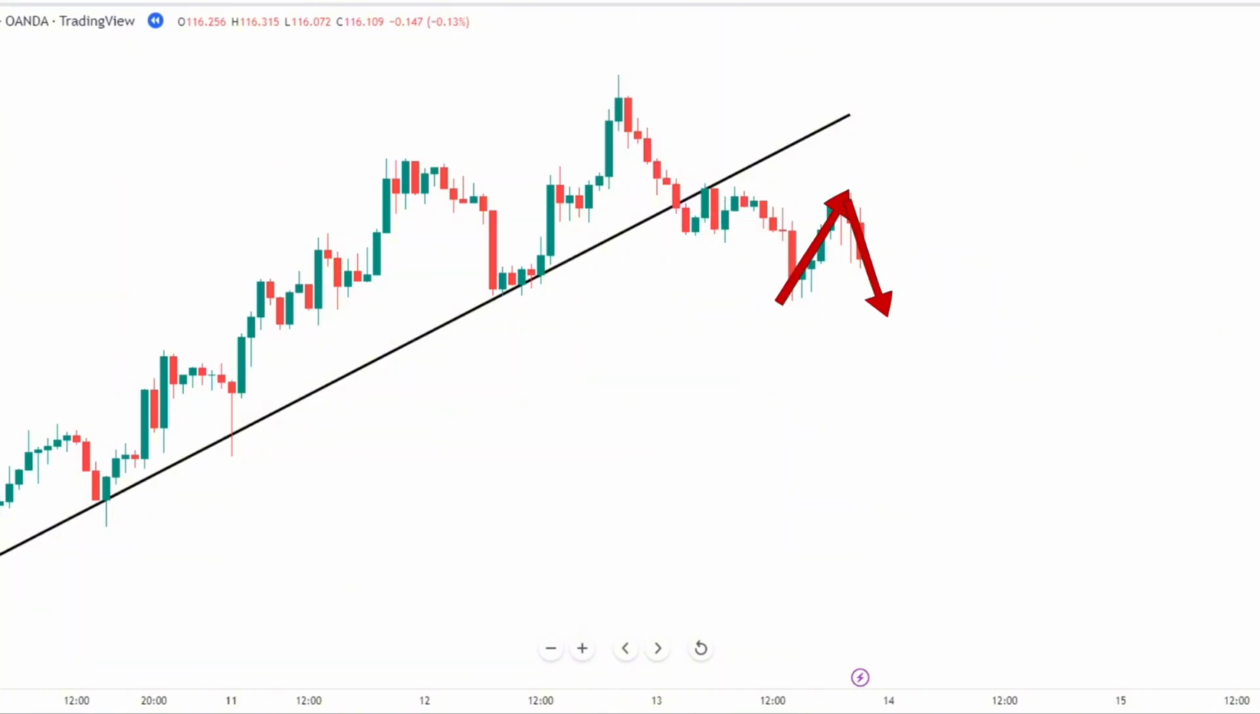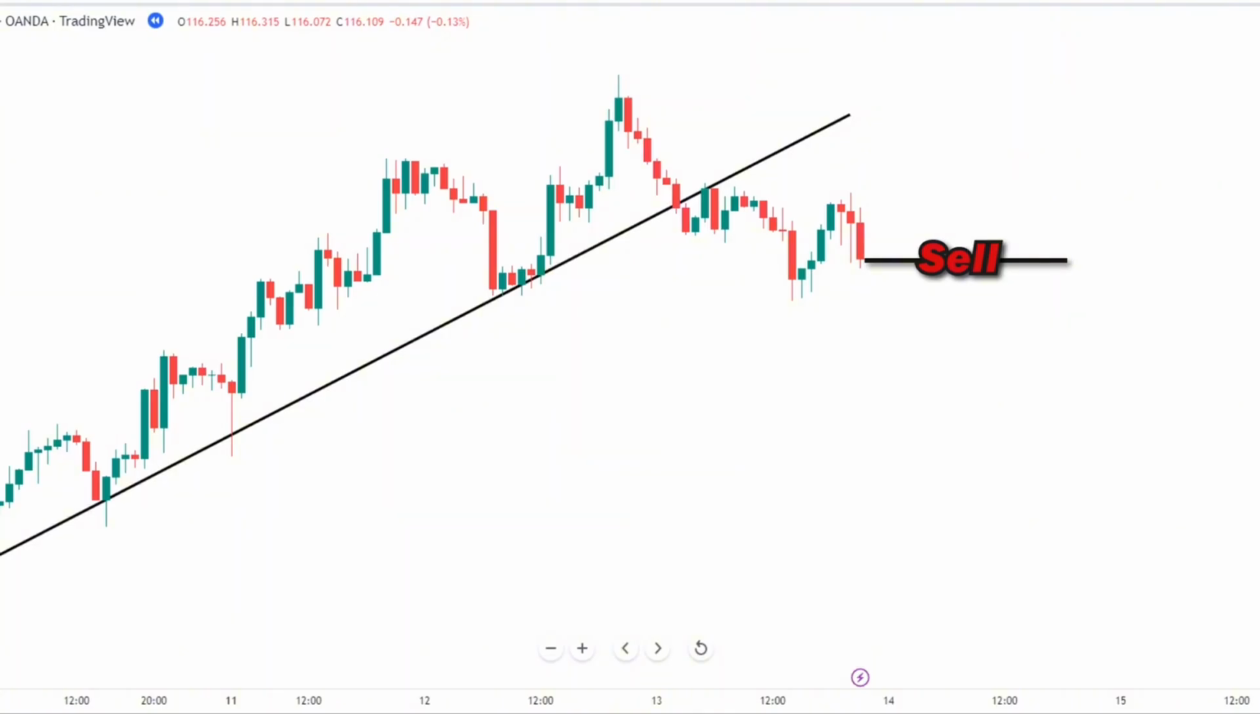It tries again, fails a second time, and finally forms a double top pattern. This shows that buyers don't have enough strength to push the market higher anymore. So now we've got multiple reversal signals. First, a trend line break, which shows the structure is broken, and second, a double top, which shows momentum is fading. Put together, that's a strong case for a trend reversal. This becomes a solid sell opportunity.